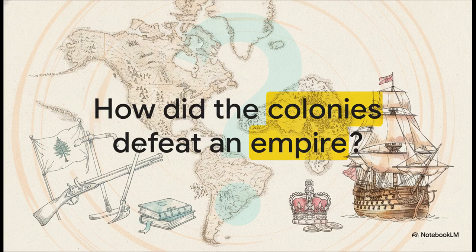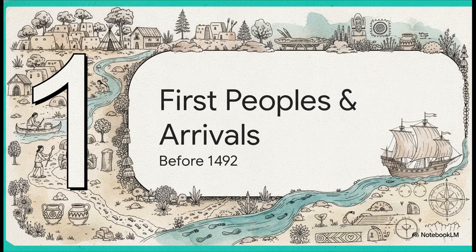But to figure out how it happened, we've got to hit rewind. We need to look at the continent long before European ships ever even crossed the Atlantic. So let's jump right into part 1, First Peoples and Arrivals, focusing on the era before 1492.